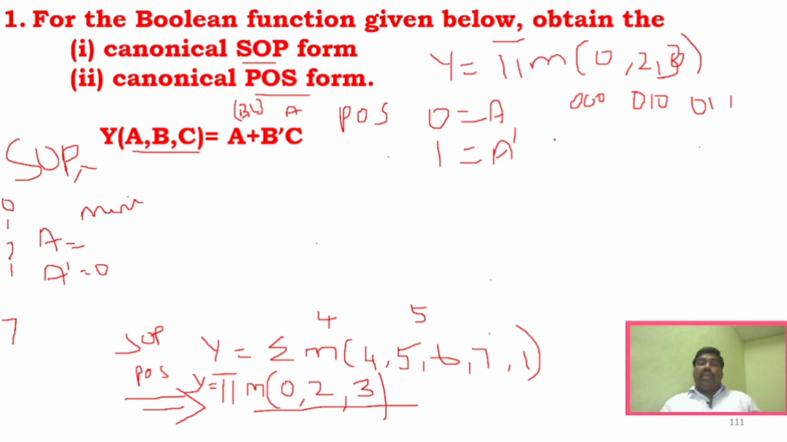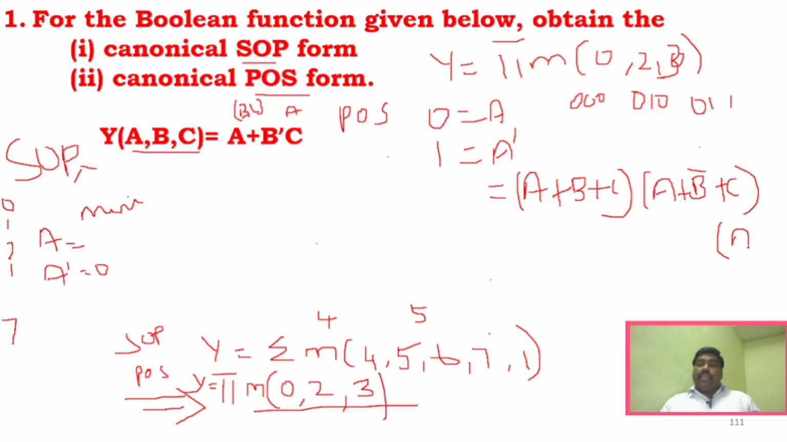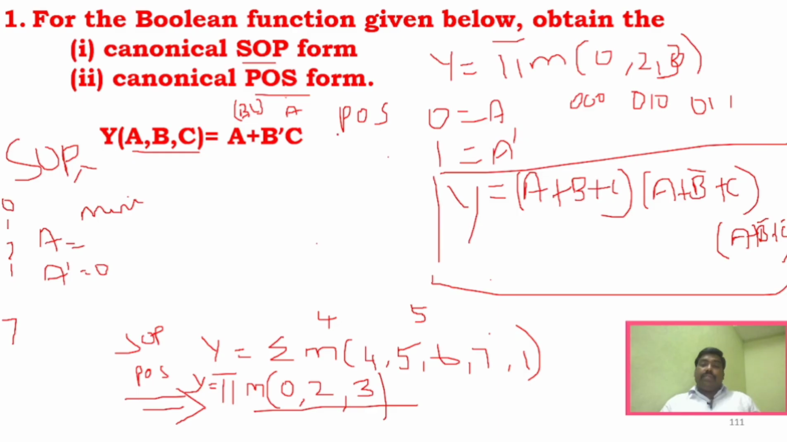Now how will I write the canonical form for this one? We know that it is 0, 0, 0. So it is A plus B plus C. Similarly, this one is A plus B bar plus C, multiplied by A plus B bar plus C bar. It is a product of sum. This is the canonical form of product of sum.